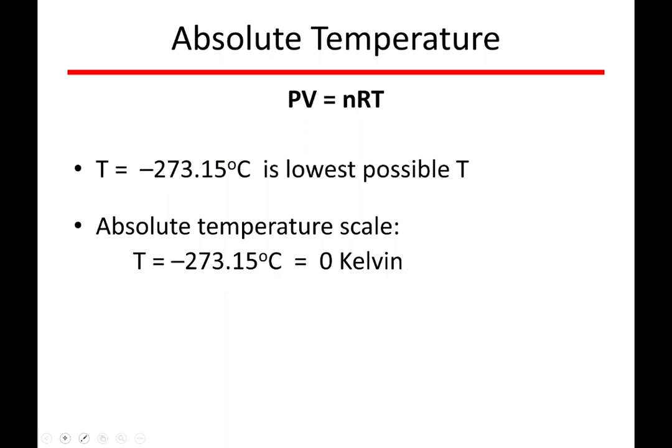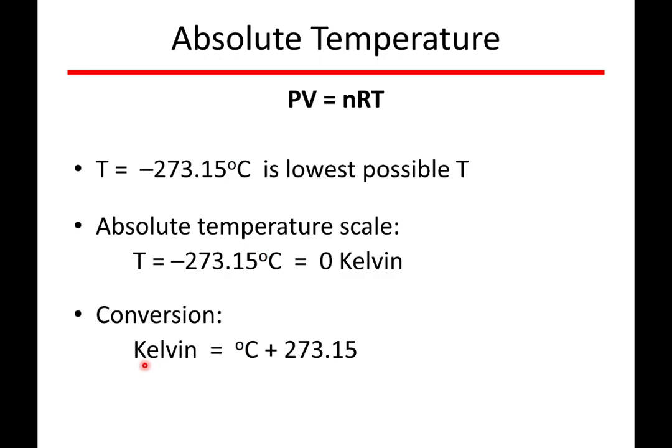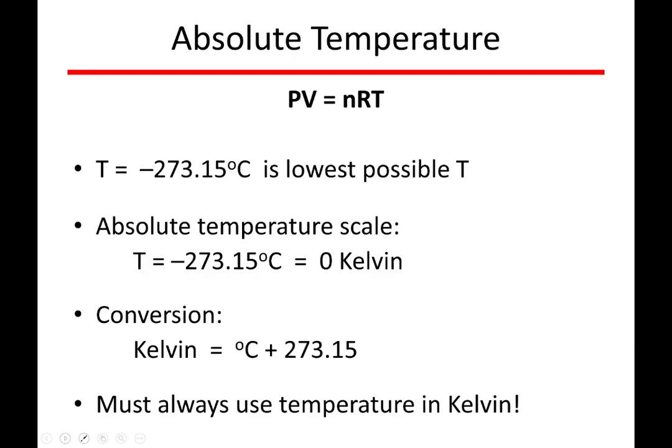And to convert between Celsius and Kelvin, the temperature in Kelvin is equal to the temperature in degrees Celsius plus 273.15. This conversion will be given to you so you don't have to memorize it. But one thing that's really important to be aware of when it comes to the Kelvin scale and the ideal gas law is that you must always use temperature in Kelvin when you use the equation PV = nRT.